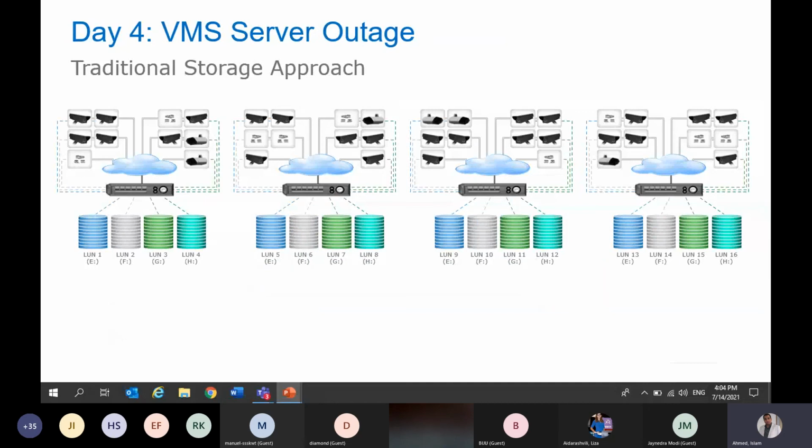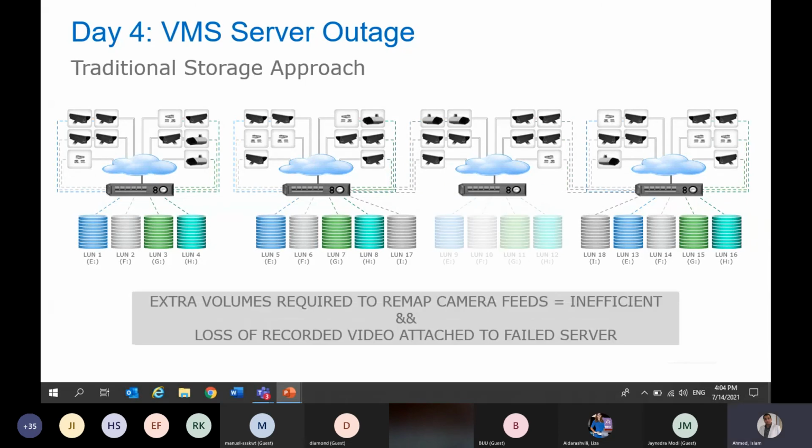What about if the server itself is out of service, a server outage? What will happen in the case of traditional storage? This is what will happen. If the server is out, all this part of the storage will be useless because it cannot be reached and cannot be used. So there is insufficiency and loss of all the recorded data attached to the failed server. And then you have to remap all the cameras to different servers until the main server returns to work.